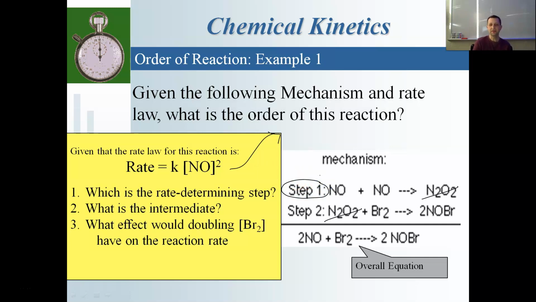Okay. Question number 2, what's the intermediate? We just defined that on a previous slide. An intermediate is produced and then used up. So the intermediate is going to be N2O2.